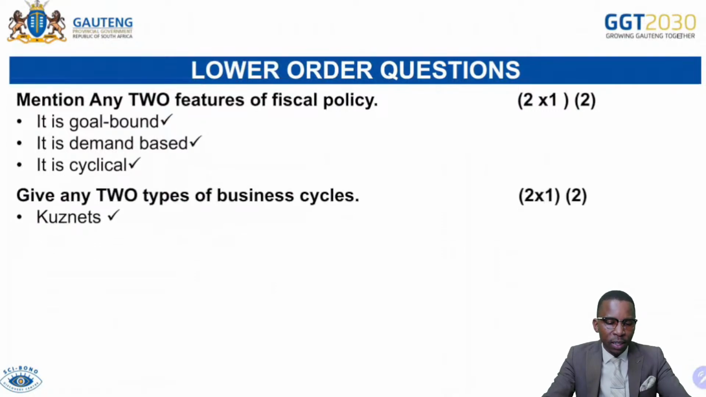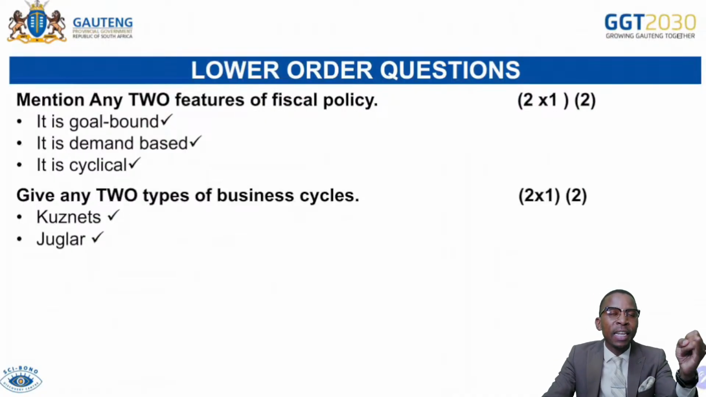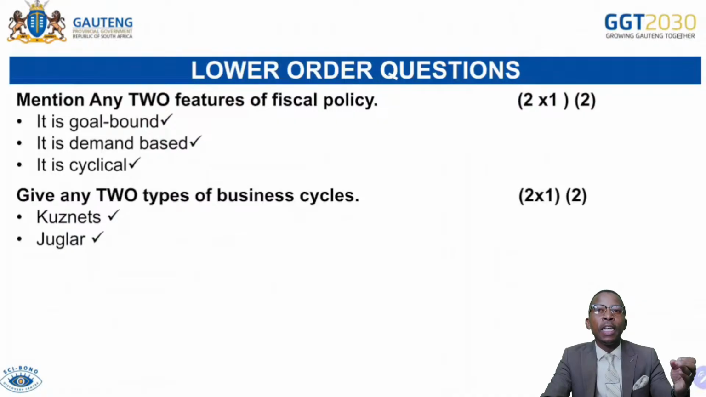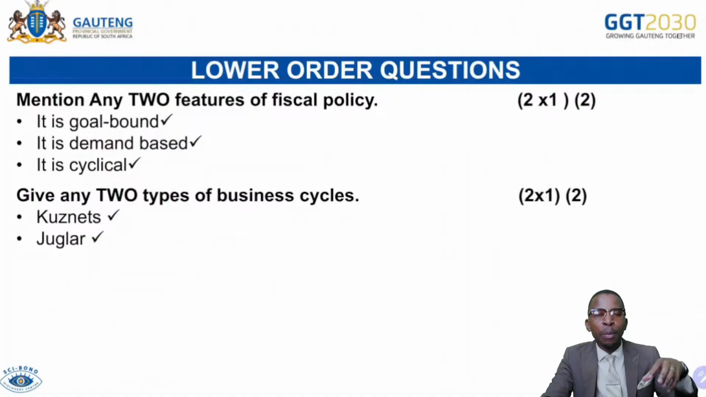We have the Juglar cycle. Remember, in this situation we talk about the number of years a business cycle can take to be a full cycle, as well as the nature of investment. So the Kitchin is a part of it, which takes about 3 to 5 years. The investment required is a part of stock and inventory. Then the Juglar. So that's one business cycle.